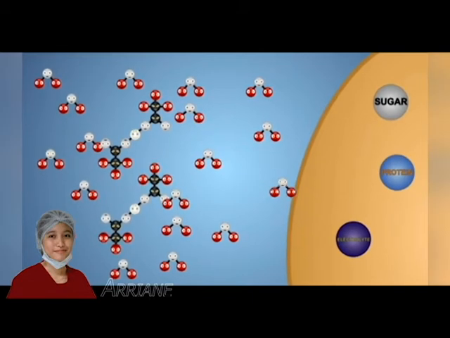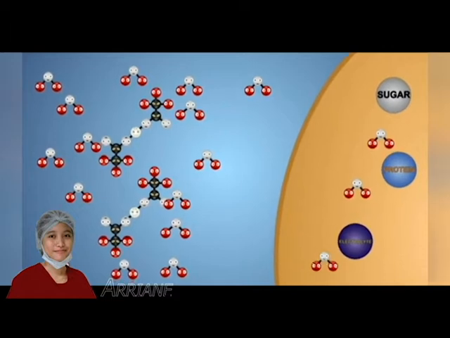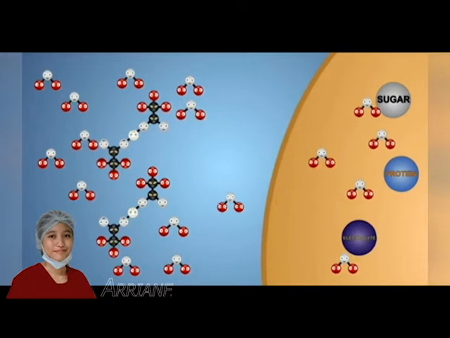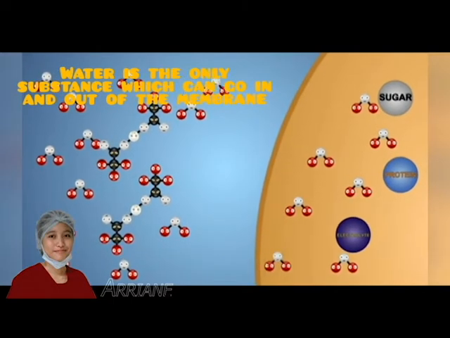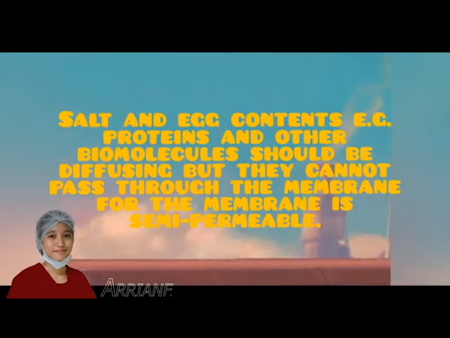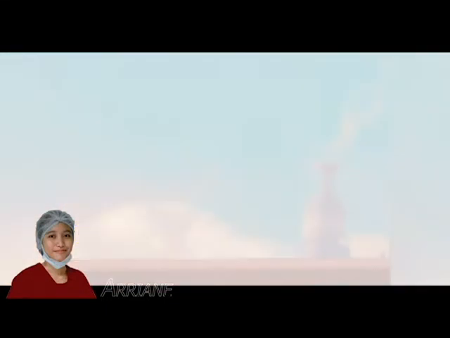Substances that can pass easily through the membrane of the egg will move through the membrane from the side where they are at a higher concentration to the side where they are at a lower concentration. Water is the only substance which can go in and out of the membrane. Salt and egg contents like proteins and other biomolecules should be diffusing, but they cannot pass through the membrane, for the membrane is semi-permeable. This is how the concept of osmosis works, as water will move in response to the solute from higher concentration to lower concentration.